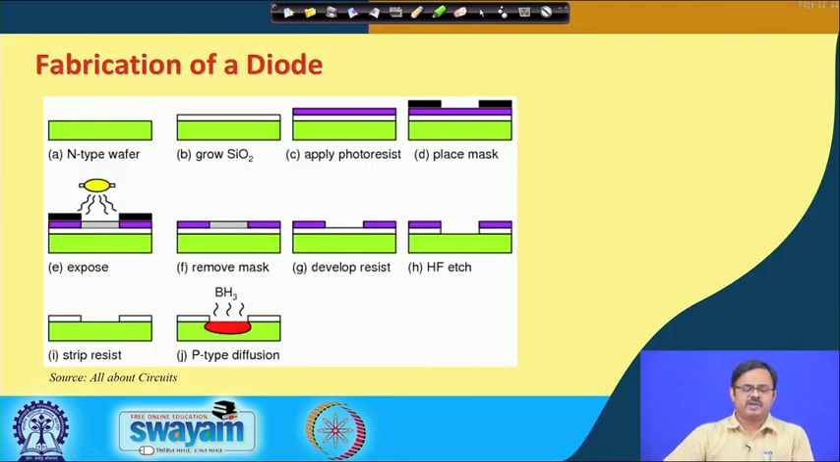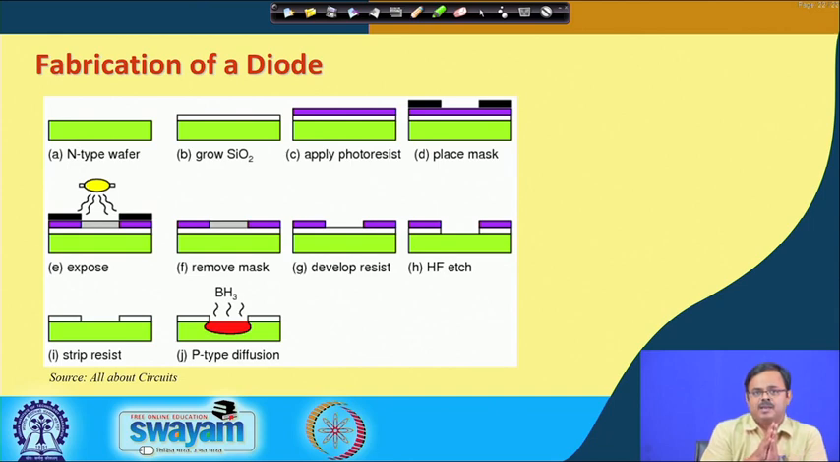So with that, now let us look at the steps of fabrication of a diode. I am going to go very slow on this one, so that you understand what is happening. In step A, we will start with an N-type wafer. So the substrate is an N-type semiconductor. All right. So what do I need, therefore? To make a junction, I need to have a P-type material impregnated into this N-type wafer.